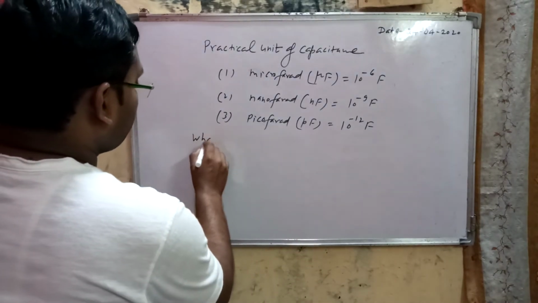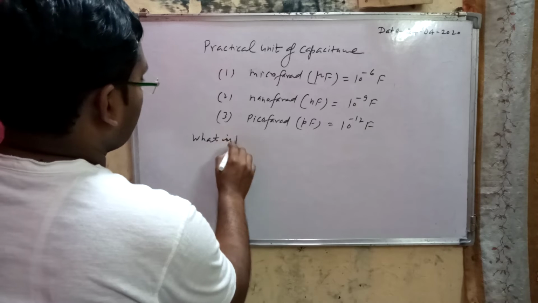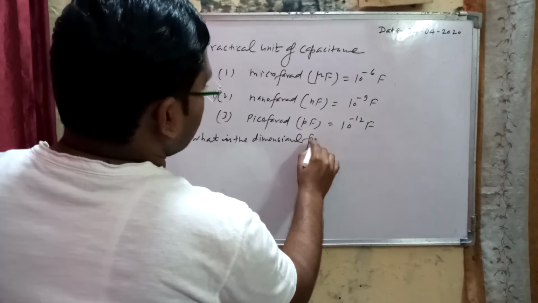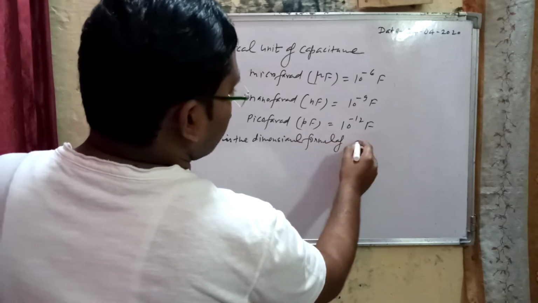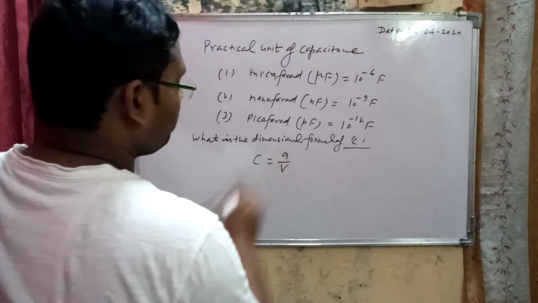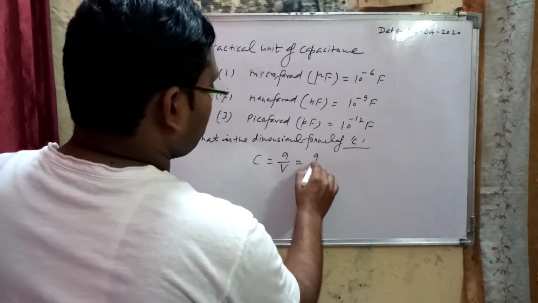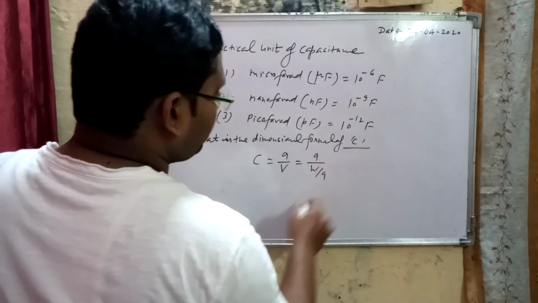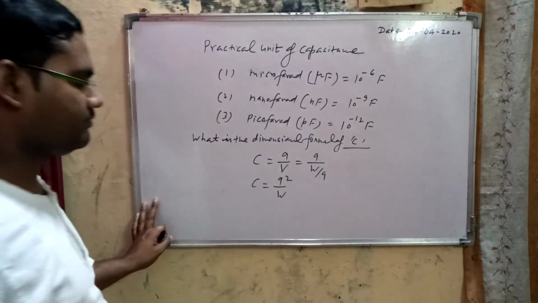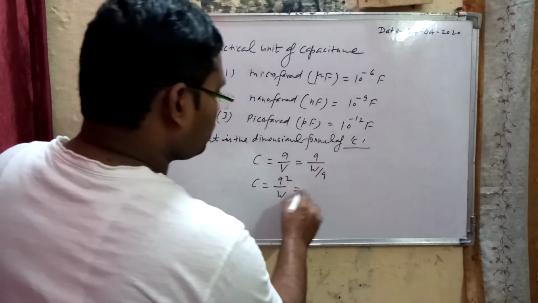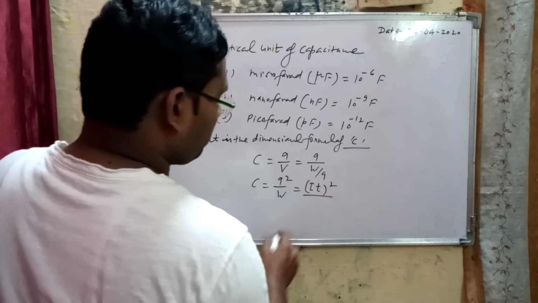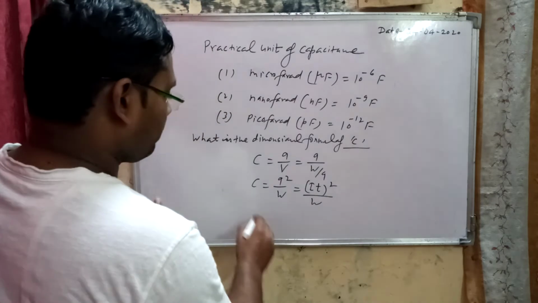What is the dimensional formula of C? That means capacitance. Here C is equal to Q by V. Now here V is equal to W by Q. Then here C is equal to Q squared by W. And Q is written as current into time, so this one is the I T square, and this one is the W.